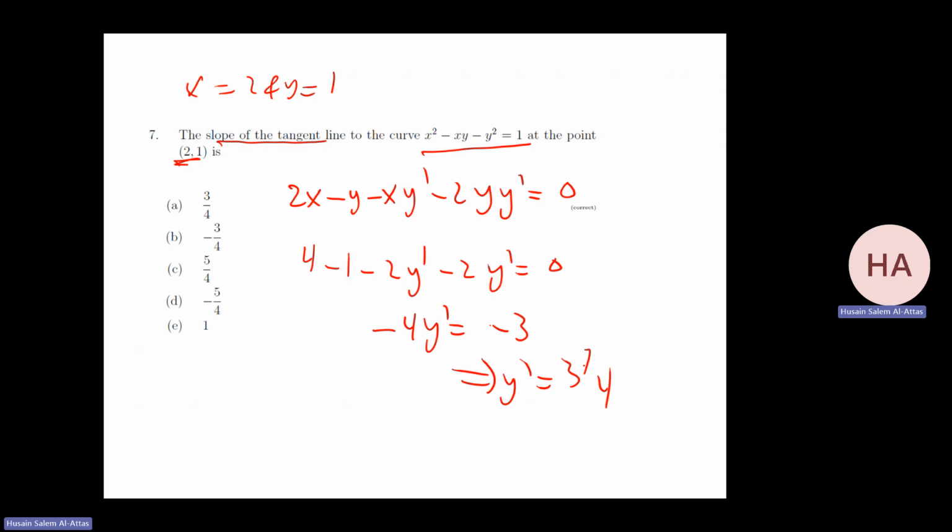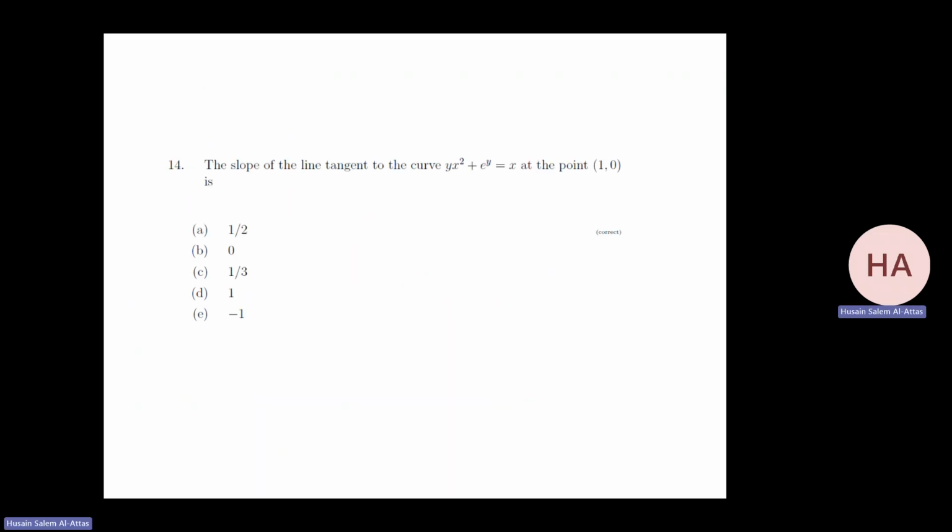3 over 4, and that is the answer. So tangent line, same idea. Differentiate with respect to x. You notice this question is repeated, huh? So I have the derivative with respect to x. I have y', product of two functions: y' x squared plus y times 2x plus e to the power y times y' equals 1.